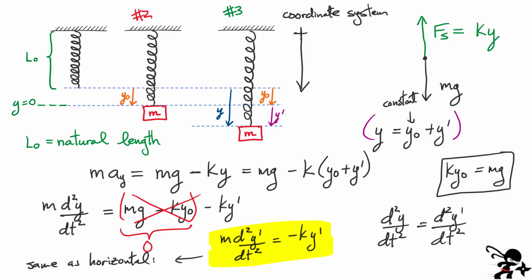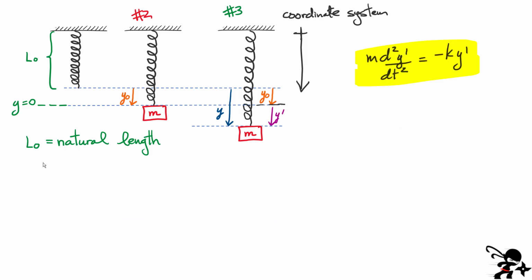The only difference is for horizontal we had x here instead of y prime. But we still can use the solution that we used for the horizontal spring and mass and apply it to this problem. Remember, y prime is defined as the distance with respect to this equilibrium position. All right, we're going to go on the next page now and write down the solution for y prime. All right, so to find the solution of this, I'm just going to rewrite it a little bit differently. I'll bring the mass on the other side, divide through by the mass, minus k over m, y prime.